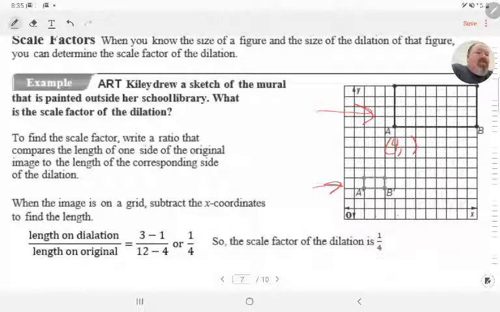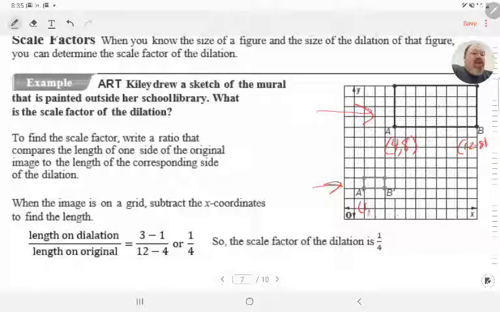1, 2, 3, 4, 5, 6, 7, 8, 4, 8. And this one is going to be 1, 2, 3, 4. Looks like 12, 8. But all you really need is the x values because you're looking at how long it is on this one, okay? So we would say 12 minus 4. 12 minus 4 is 4. And then on the other one, we have 1, 1, 2.